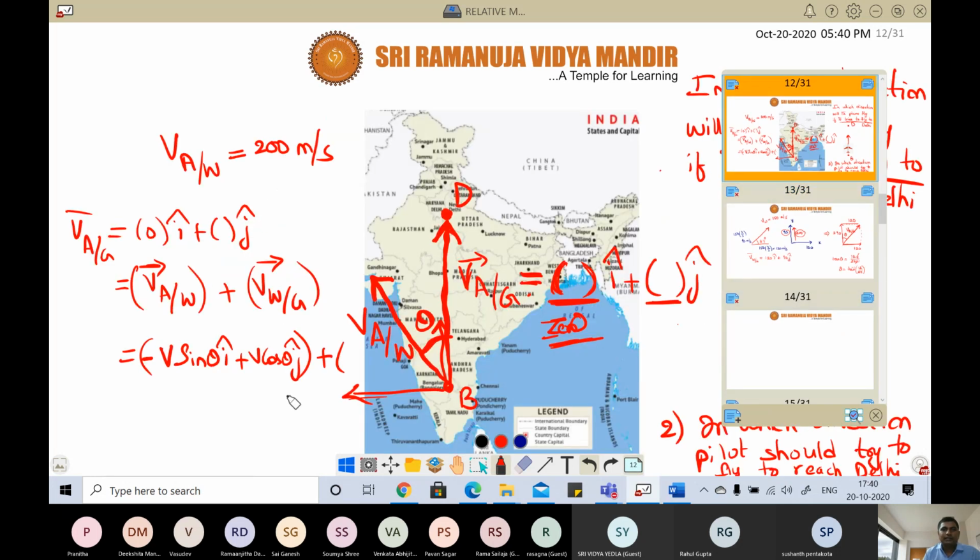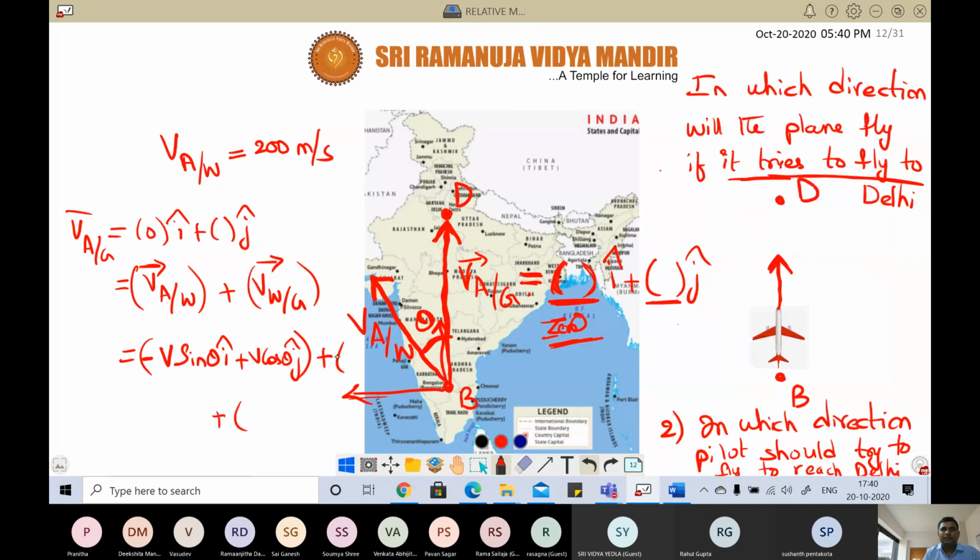So this one I'll add here. That means plus this one only: 120 i cap plus 90 j cap. Okay. So now i cap is there, j cap is there, j cap is there. So if I separate i cap plus j cap. Now j cap, anyway we keep it like this, v cos theta plus 90. What is more important for us? The i cap component should be 0.